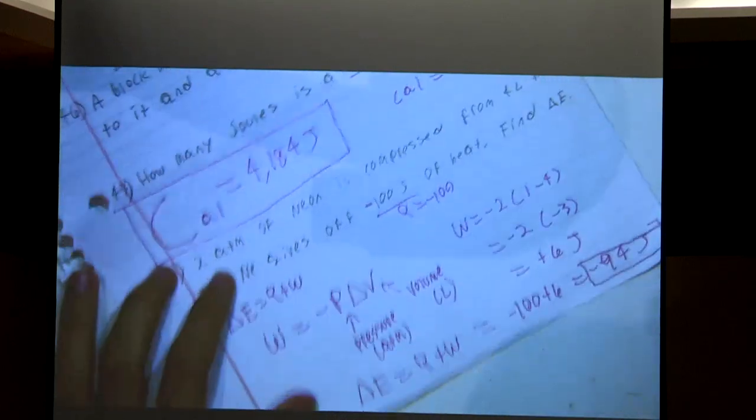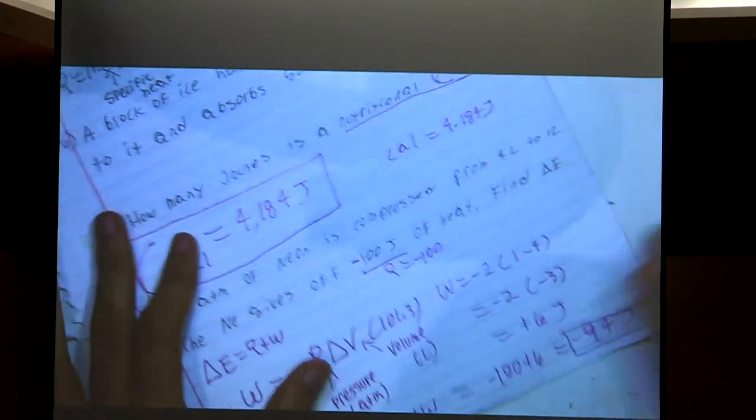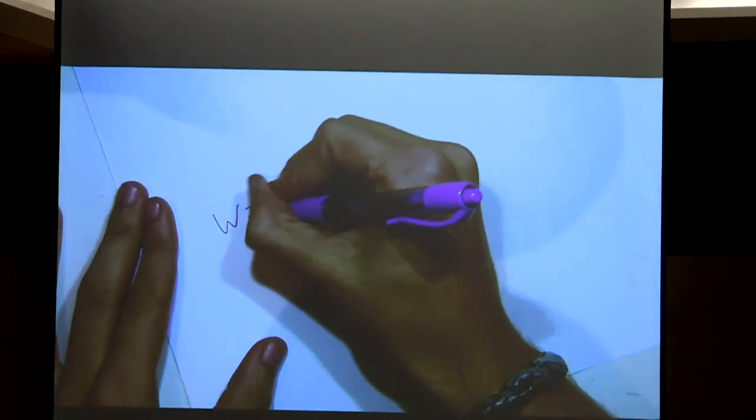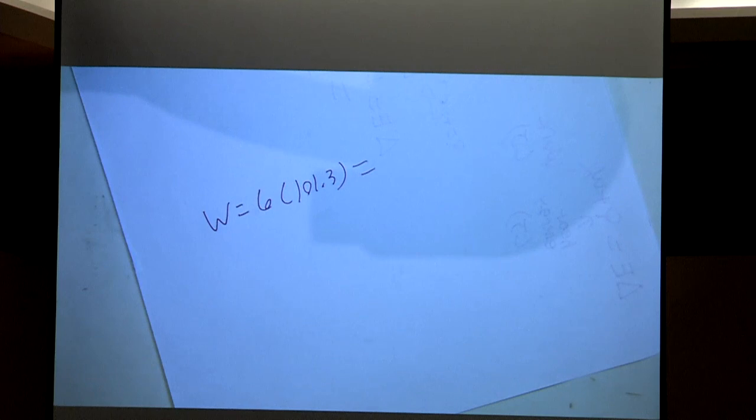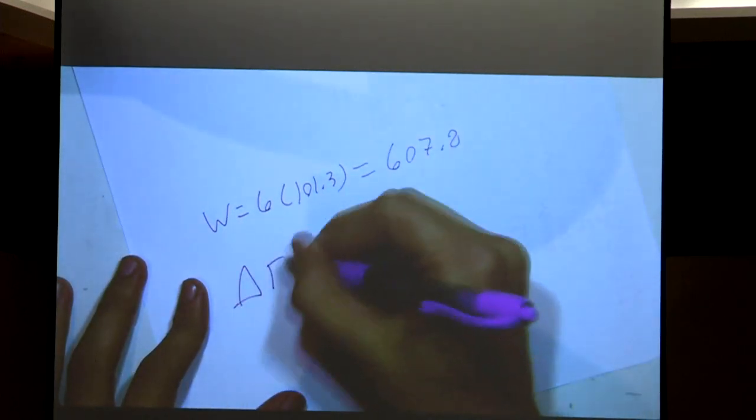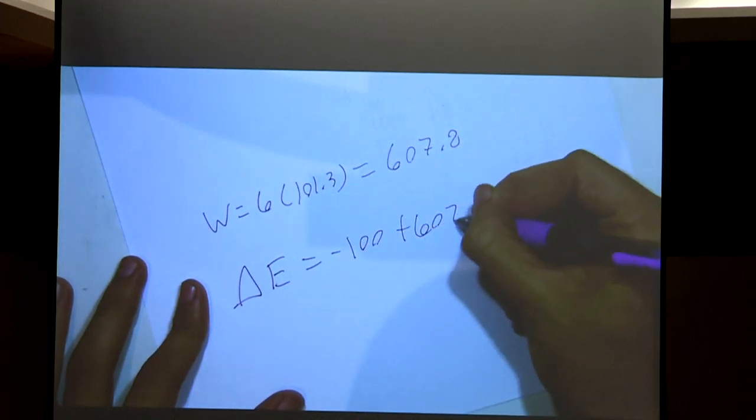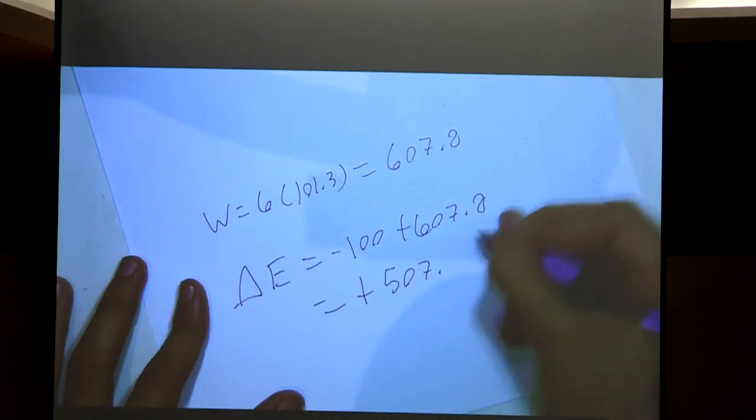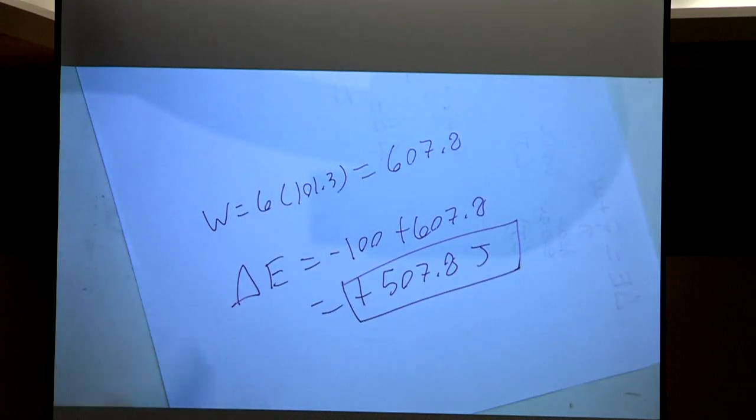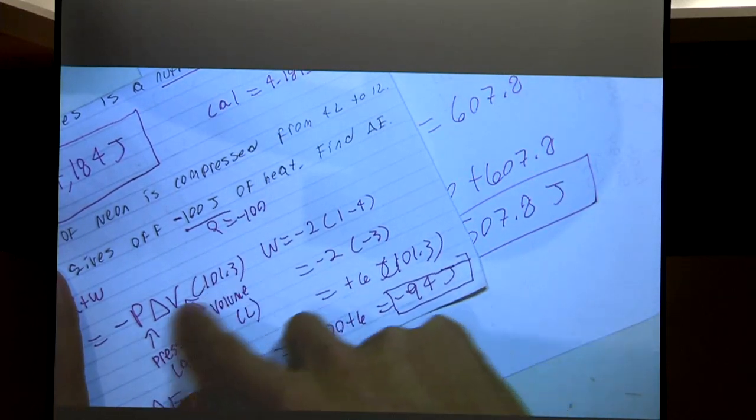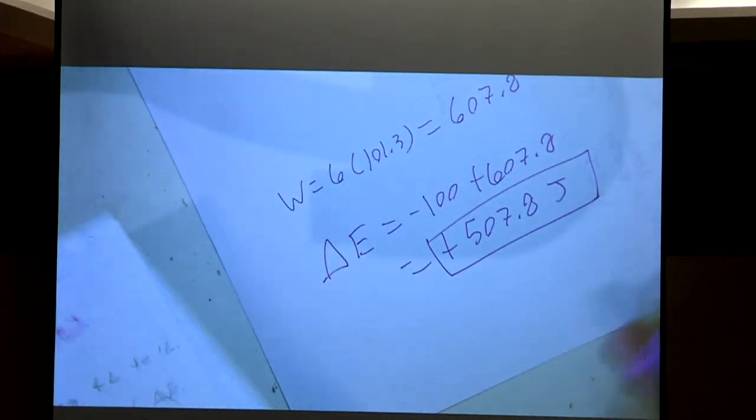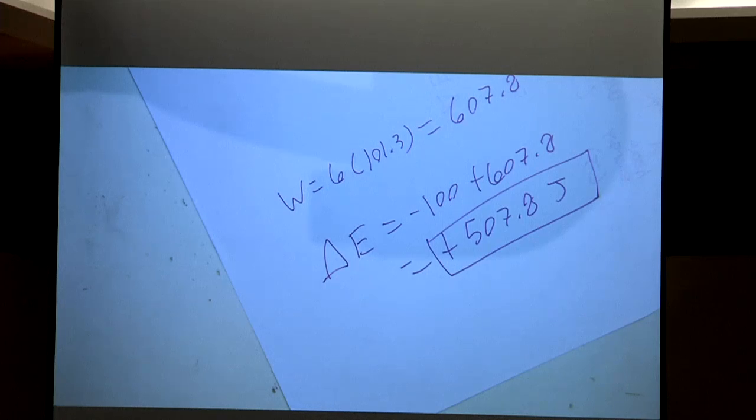Yeah. So you multiply it by 101.3. So 6 times 101.3. So work is 607.8. Delta E is negative 100 plus 607.8. Good catch. Thank you. So you multiply by 101.3 because that's the conversion factor to get to joules. So I always see that with these problems. Oh, it's negative P delta V times 101.3.